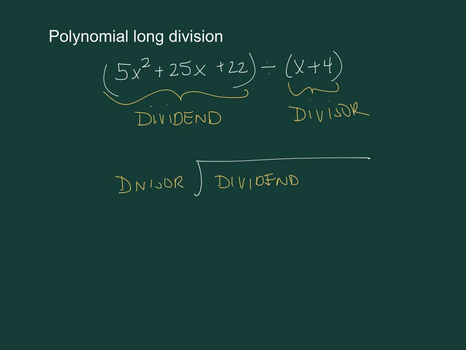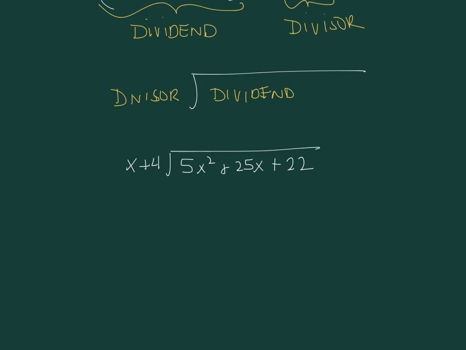Okay, so all we've got to do is just kind of set this up so that we can work with it. Okay, so divisor is x plus 4 divided into, is what I meant to say, 5x squared plus 25x plus 22. So, here we go.